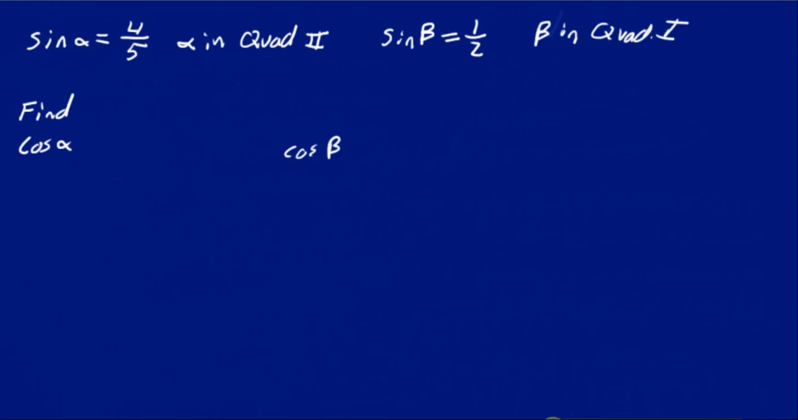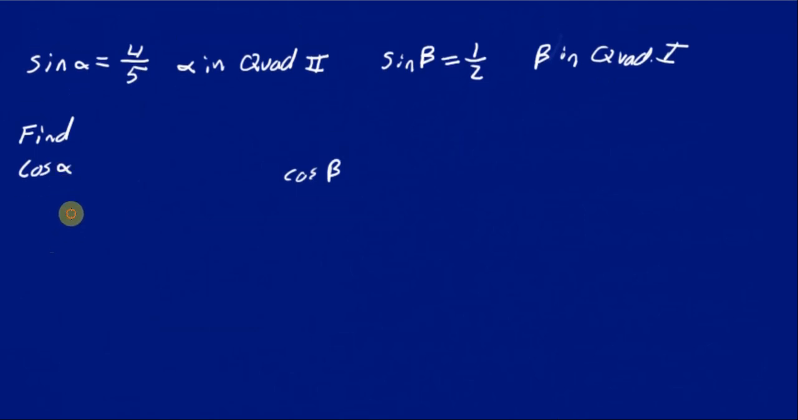Okay, before we can move on to the next type of problem, we're going to review a little bit of a problem that we did before. I'm going to give you two angles. Well, I'm going to give you the sine of one angle and the cosine of another angle and tell you where they are. So we've got alpha, which is in quadrant 2, so we need to draw a picture of that. So over here in quadrant 2, I'm going to have my alpha.